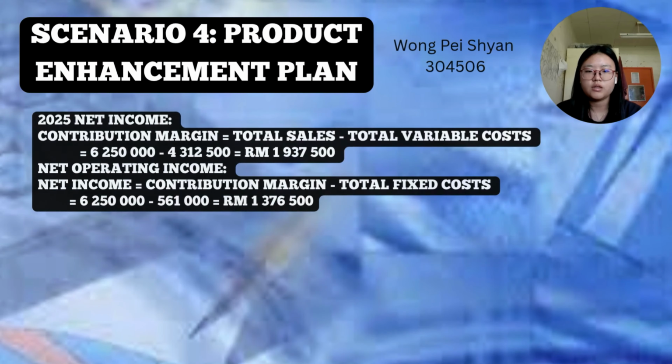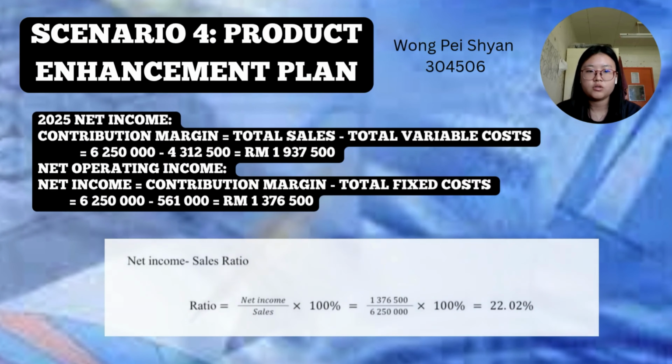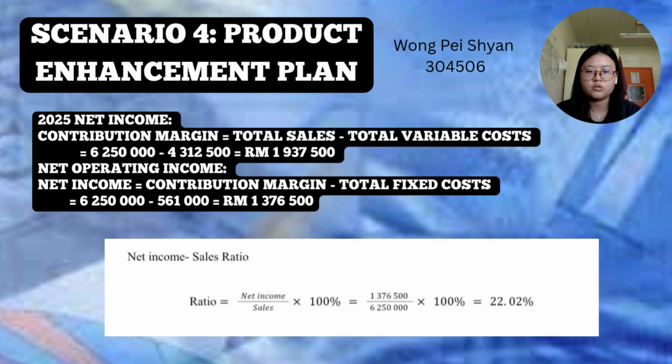We now need to calculate the net income to sales ratio, and in order to do that, we need to use the ratio equals net income divided by sales times 100%. And to get the net income, we need to use contribution margin minus total fixed cost, and then we will get 1,376,500 divided by sales, which is 6,250,000 times 100%. Then we will get the total value of 22.02%.